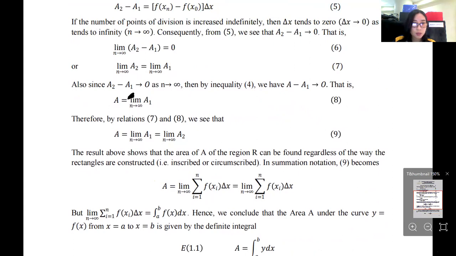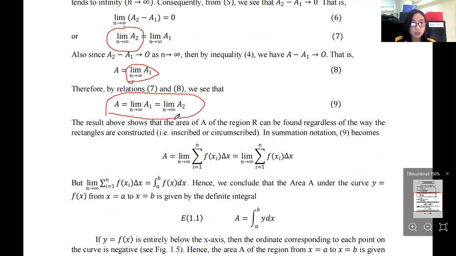So, from equation 7 and equation 8, since the limit of A sub 1 as n approaches infinity is equal to the limit of A sub 2 as n approaches infinity, we can conclude that area A is equal to the limit of A sub 1 as n approaches infinity, which is equal to the limit of A sub 2 as n approaches infinity. The result of the above equation shows that the area A of the region R can be found regardless of the way the rectangles are constructed. So either way, inscribed or circumscribed rectangles, we can find the area A bounded by region R.